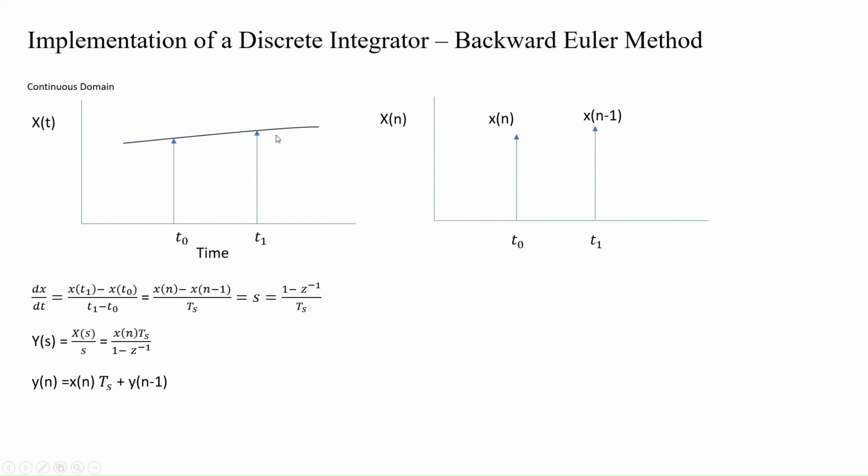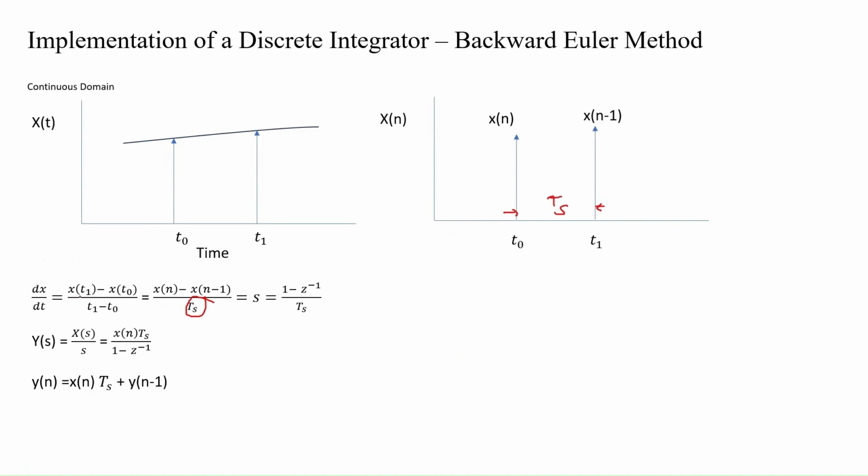Let's assume that you have a continuous signal x of t. I want to discretize it. So I take two samples, x of n and x of n minus 1. If I want to find the difference dx by dt, you take two samples, x of t1 minus x of t naught. If I enter the discrete domain, this is nothing but x of n minus x of n minus 1, and then you have something called TS, which is nothing but the sampling time, the time difference where the samples are taken.